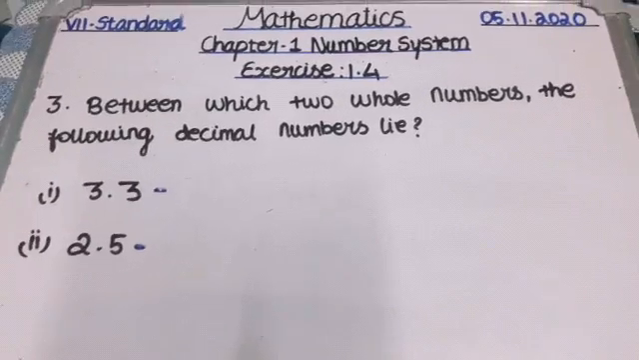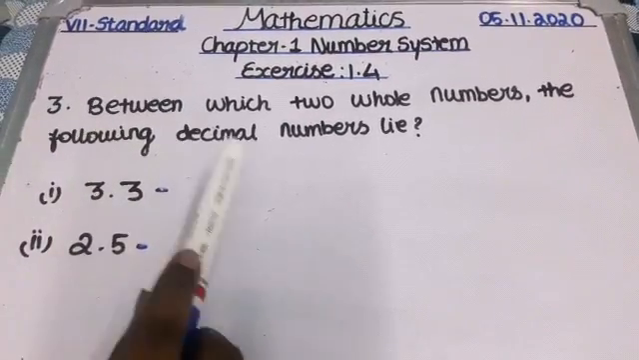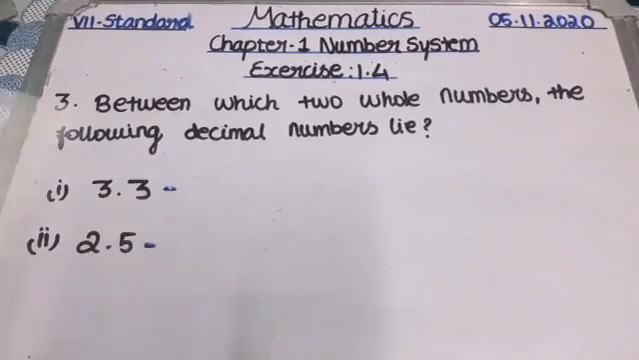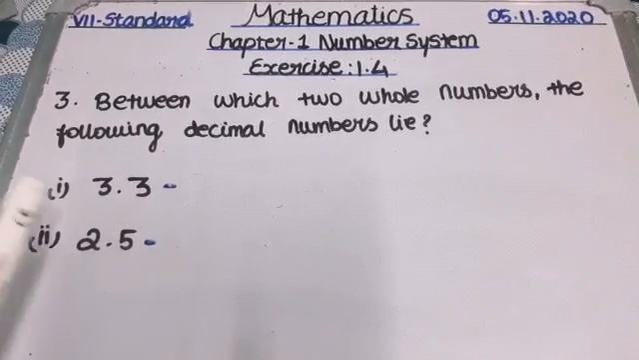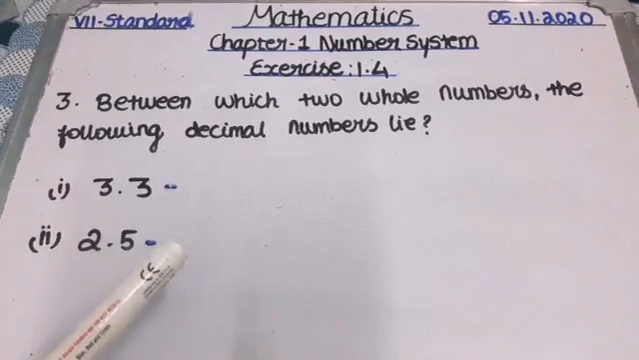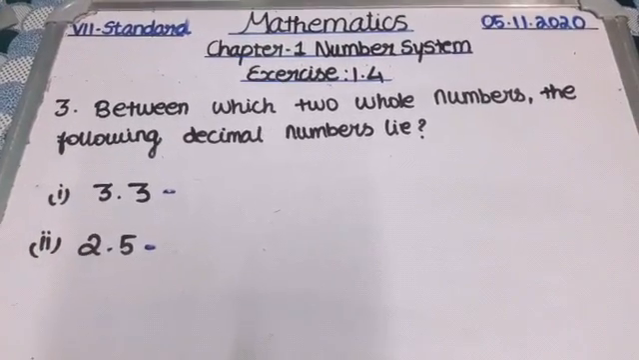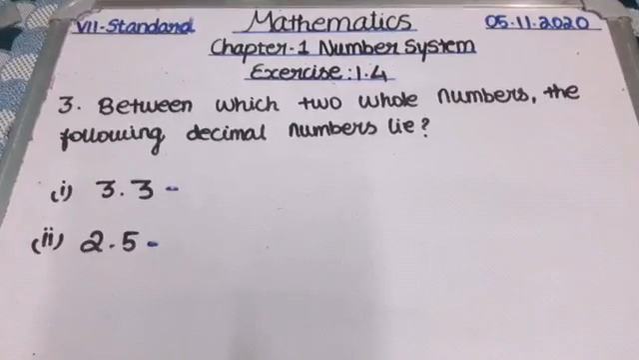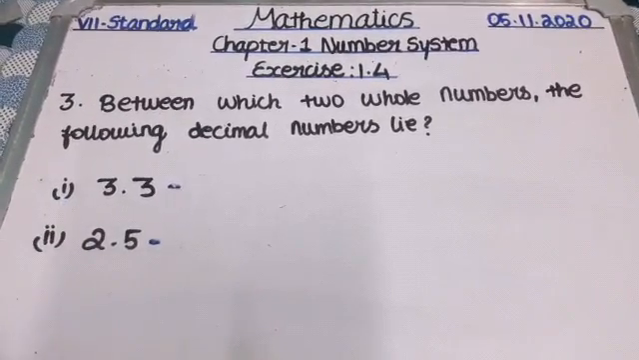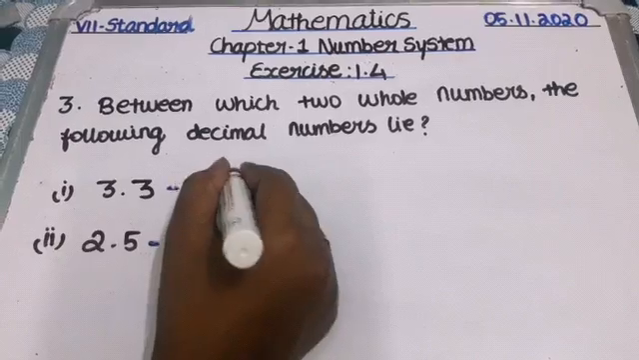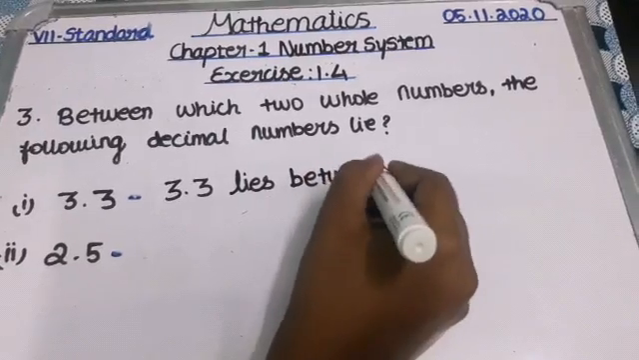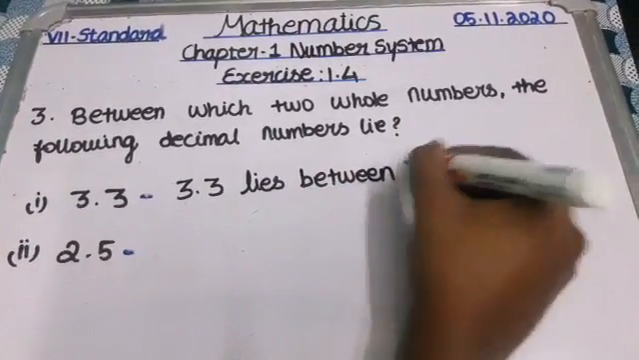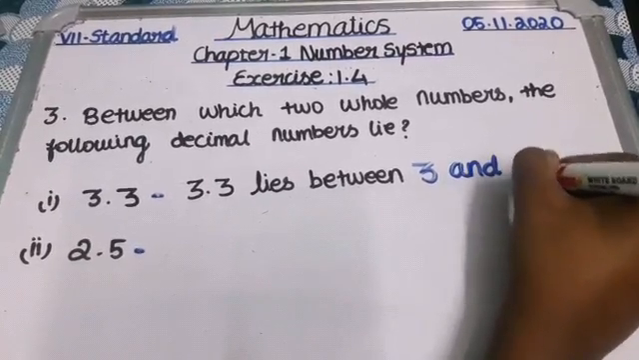Now we move on to our third problem. The third problem given here is between which two whole numbers the following decimal numbers lie. So here they give the two decimal numbers 3.3 and 2.5. We need to say between which two whole numbers the following decimal numbers lie. So first we move on to our first one, 3.3. So 3.3 lies between which two whole numbers? Yes, 3.3 lies between 3 and 4. 3 and 4.